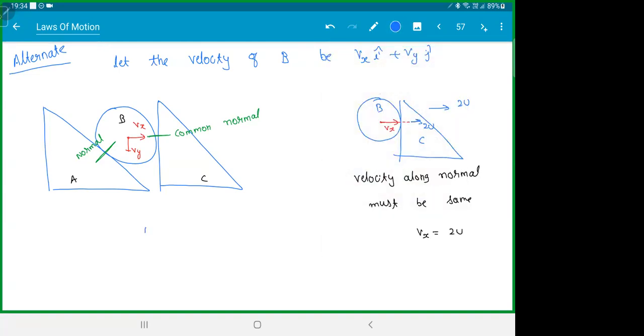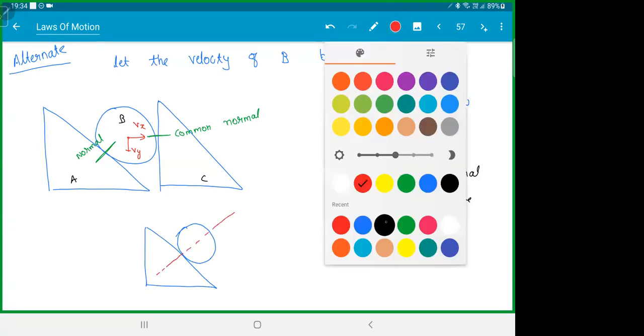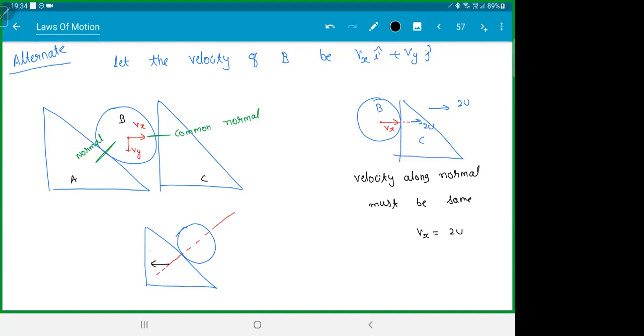Now take the other guy. This is a little goofed up. This is your normal. This is Va, that is u. This is theta. This is 90 minus theta. So this is also 90 minus theta. This is your Vx. This is your Vy. This should be 90 minus theta. This is theta. So Vx and Vy's component along the red line should be same.